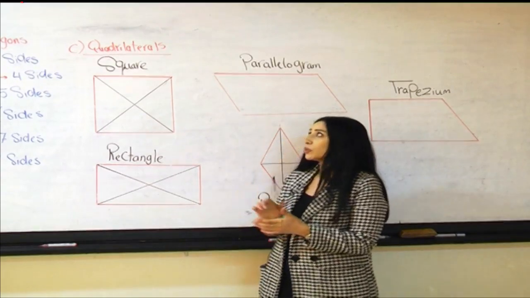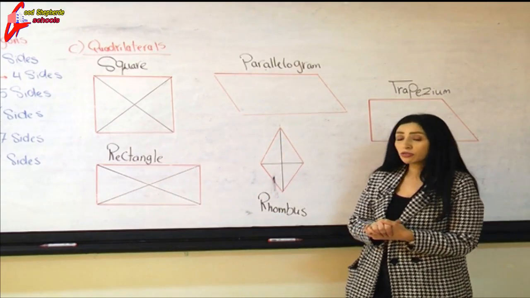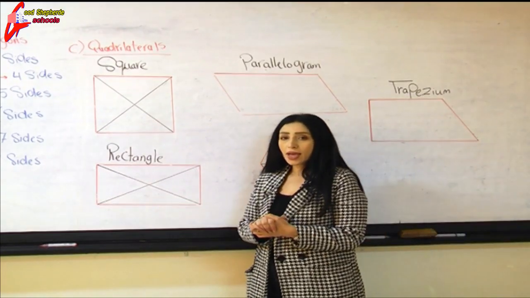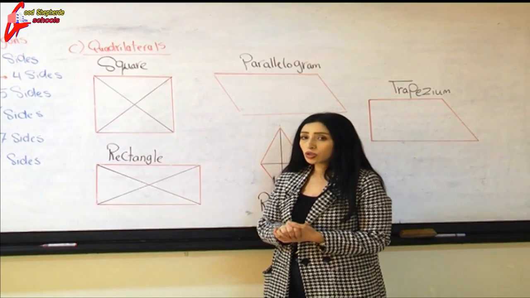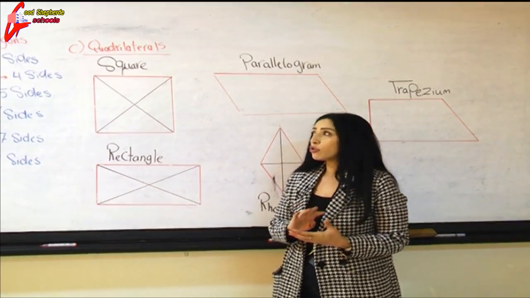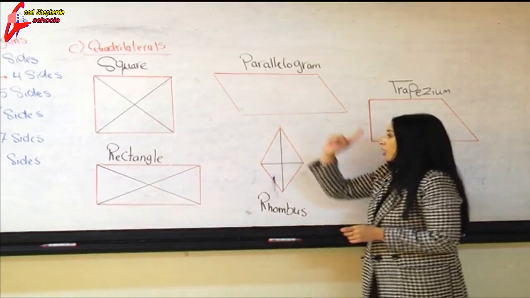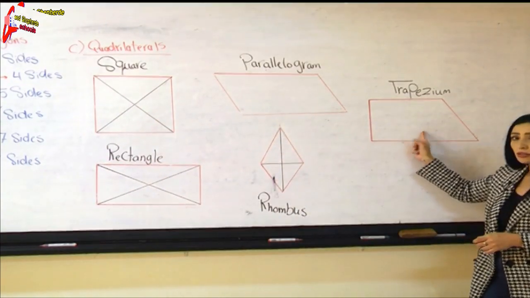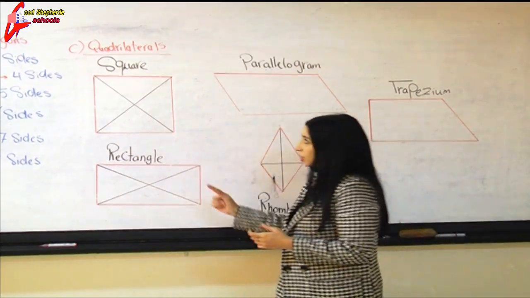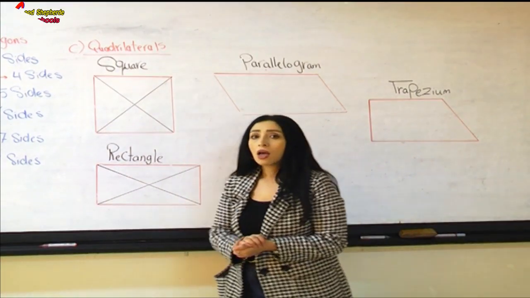Part letter C, we will talk about quadrilaterals. Quadrilaterals: any polygon that has 4 sides. Any closed shape formed from 4 sides, like square, rectangle, parallelogram, rhombus, and trapezium. All of these shapes we can call quadrilaterals.